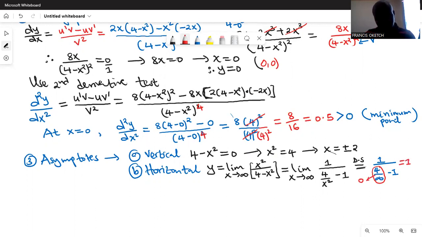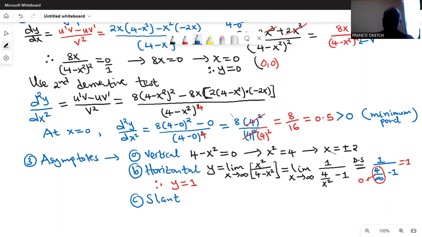So therefore we are saying that our horizontal asymptote is y equals 1. The limit exists, so the limiting value gives you the value of y. And lastly, we need the oblique or slant asymptote. Let me use the term slant. Slant and oblique are the same thing.